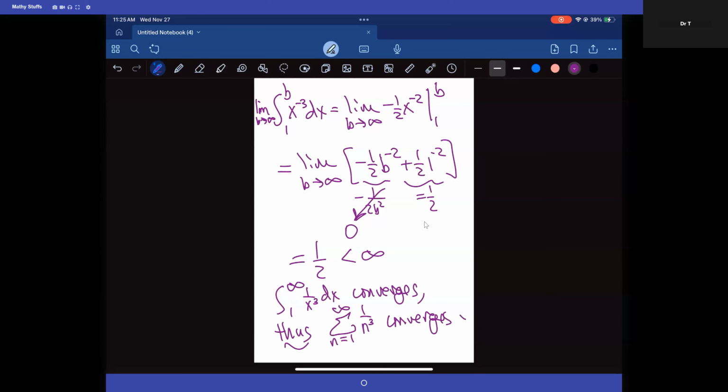So we can use this type of reasoning to show that, since this integral, and we talked about this a long time ago, 1 over x to the p dx, converges when p is bigger than 1, we have our result for p-series. See how I'm writing less than infinity? That's just a way of saying converges. So that's the integral test.